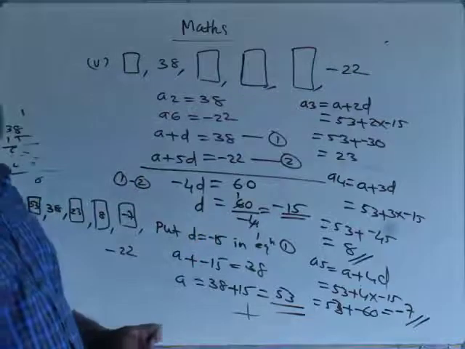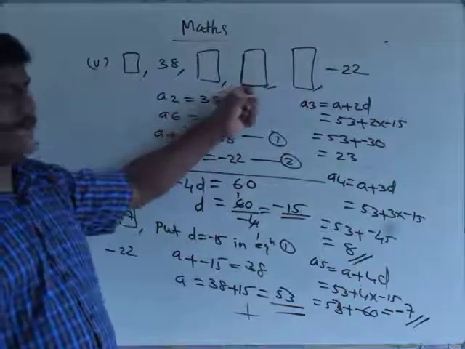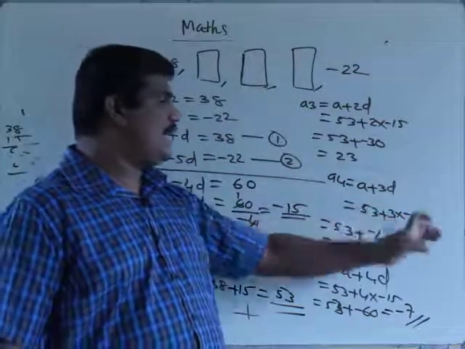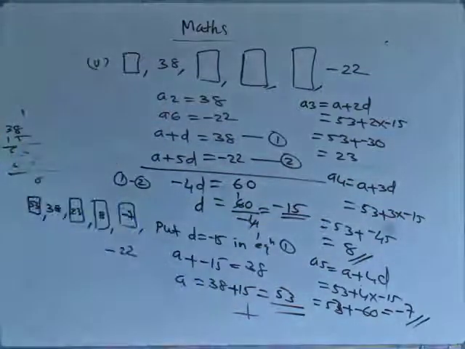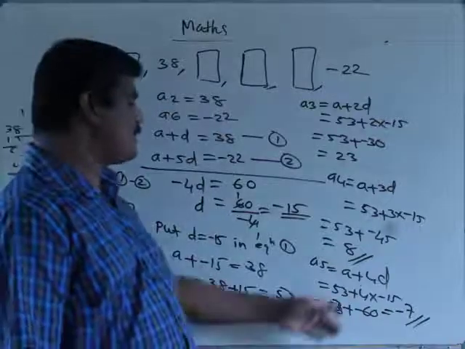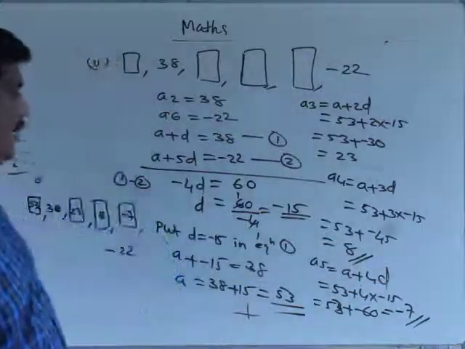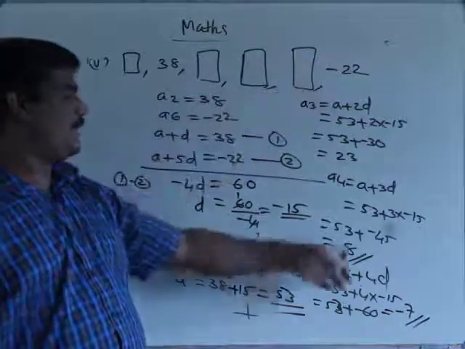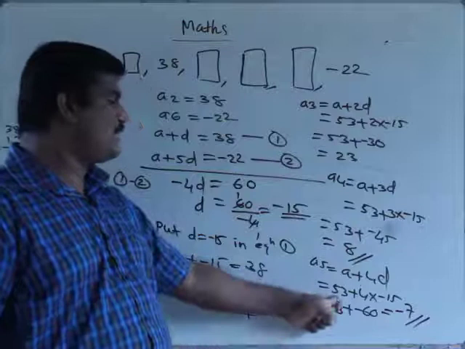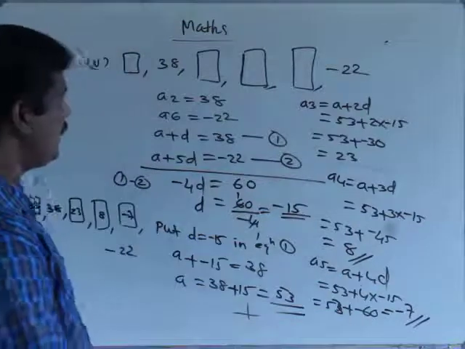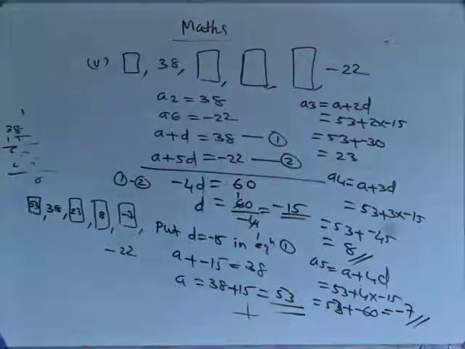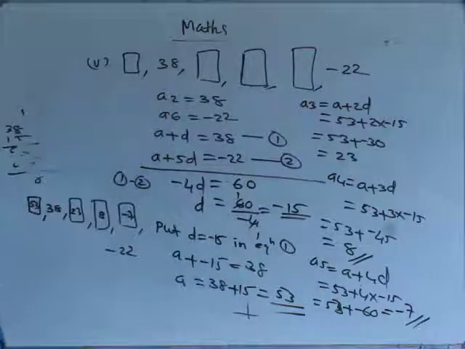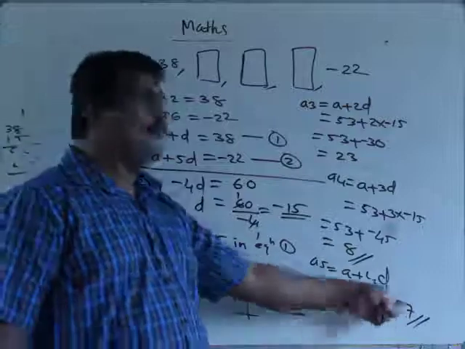So find out the next box here. The box is the fourth term. So it is expressed as A plus 3D. That is 53 plus 3 into D. D is minus 15. So 53 plus minus 45. What is the difference? 8. Okay. Next find out the fifth term. The fifth term is expressed as A plus 4D. That is 53 plus 4 into D. What is D? D is minus 15. So 53 plus minus 60. What is the difference between 53 and 60? The difference is 7. The larger is 60, the symbol is minus. Minus 7. That's right.